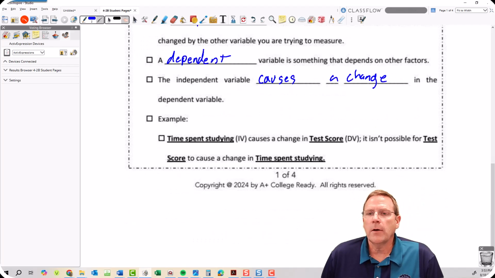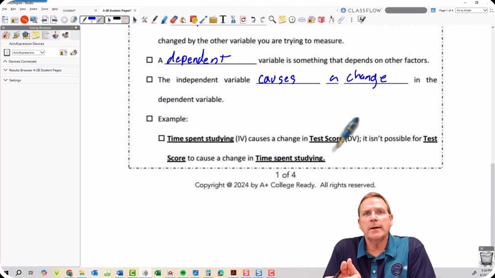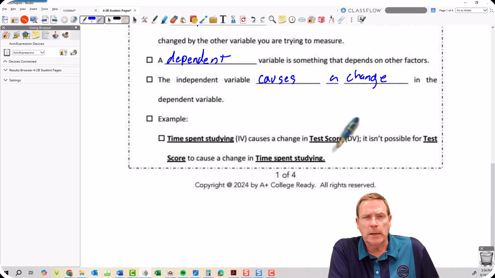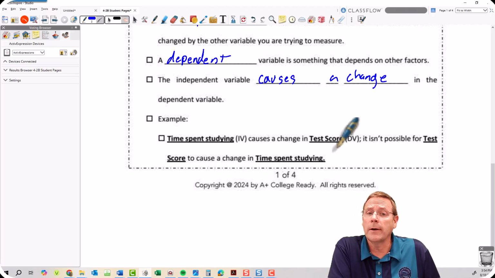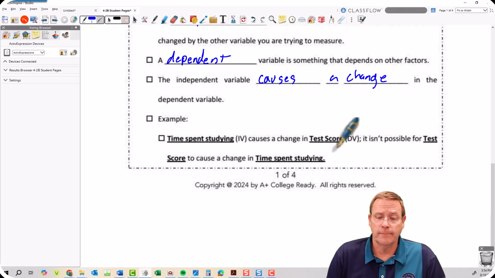And let's see if we can make that go down a little bit so you can see it over my head. So IV is your independent variable, DV is your dependent variable. The more time you spend studying, the more your test score is likely to improve. It isn't possible, however, for the test score to cause a change in the time studying. If we were to have a test score of 30, that is not going to affect how much time you spend studying. Don't get a 30 on my test. But the time you spend studying or not studying, that could totally affect whether or not you earn that 30.